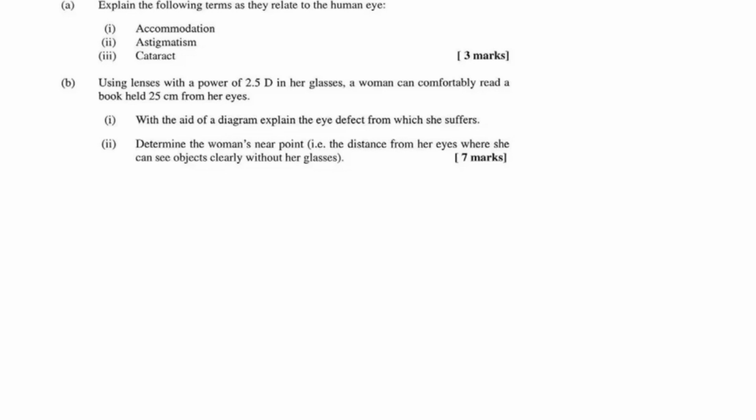So let's see. She has on her glasses, and those glasses are allowing her to read something that is 25 centimeters away, which means that before that, she wasn't able to read something at 25 centimeters. Would you agree?